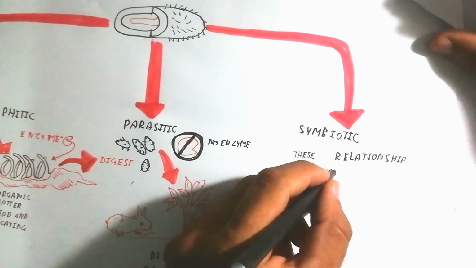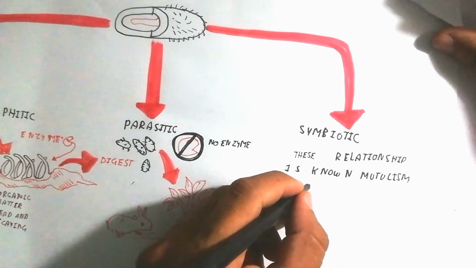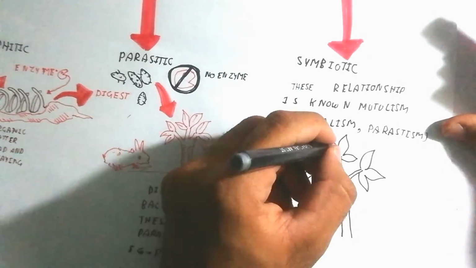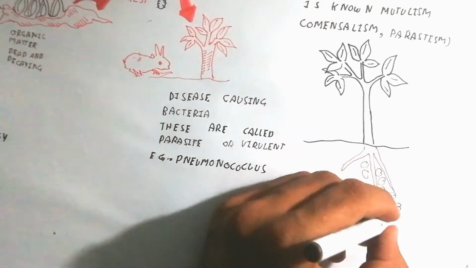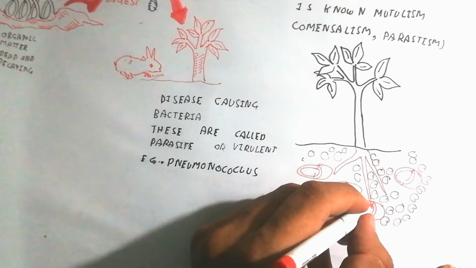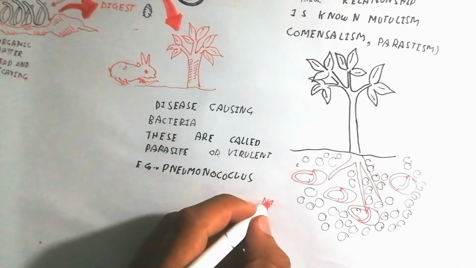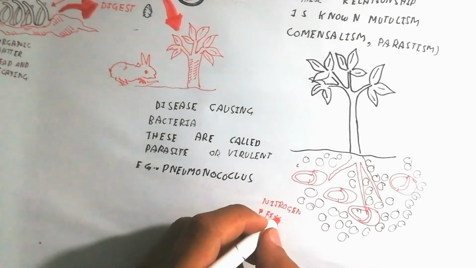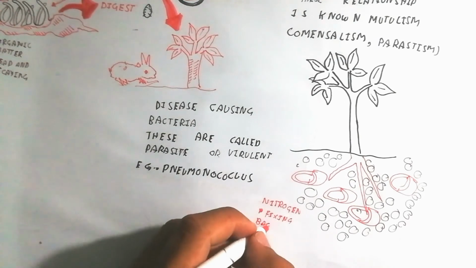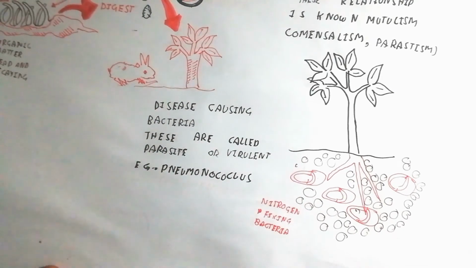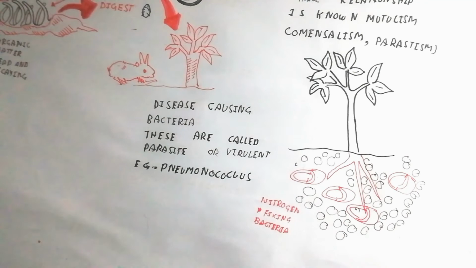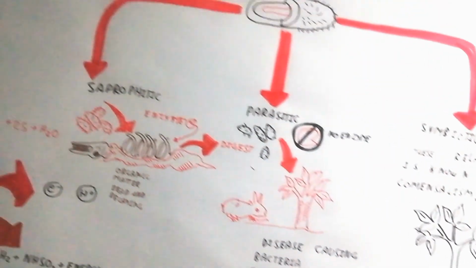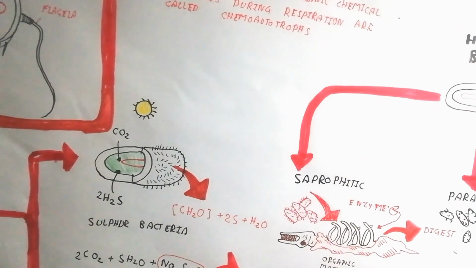Here are the symbiotic bacteria, which have a mutual relationship with another organism, known as symbiosis. This relationship is known as mutualism, commensalism and parasitism. Mutualism means a mutual relationship where both benefit; in commensalism one benefits; and in parasitism one benefits while the host is harmed and damaged. The nitrogen-fixing bacteria are also symbiotic bacteria, which are present in the plant.